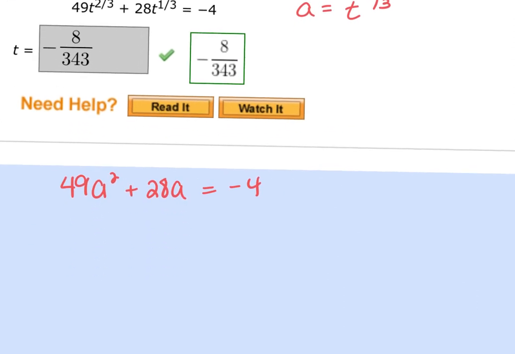And then you move the 4. So 49a squared plus 28a plus 4 equals 0. Yeah, I got that one. That was it. Okay.